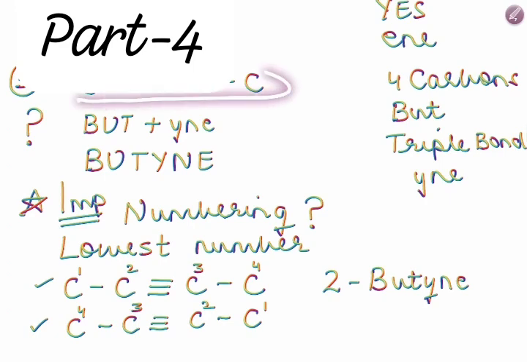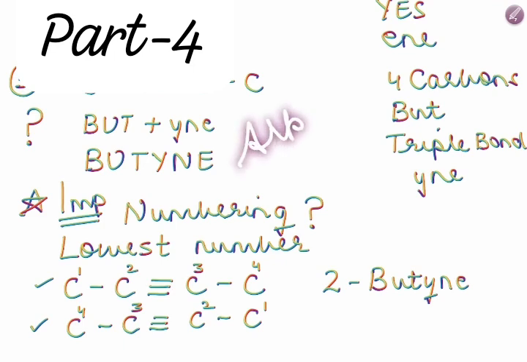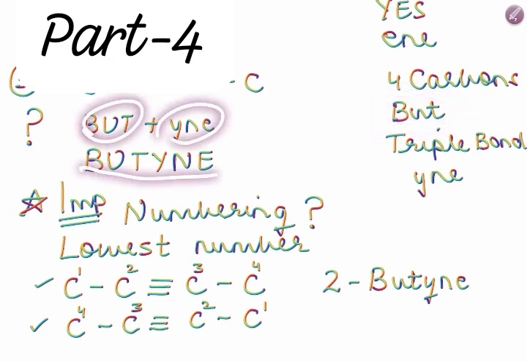Now let us go for the third one. I have four carbon atoms. Okay, fine. So what is the root word? I am seeing the single bond also and a triple bond also. This triple bond indicates the alkyne group. So the alkyne group says the suffix is yne. And the root word is but. So I am able to write but plus yne, so it becomes butyne.